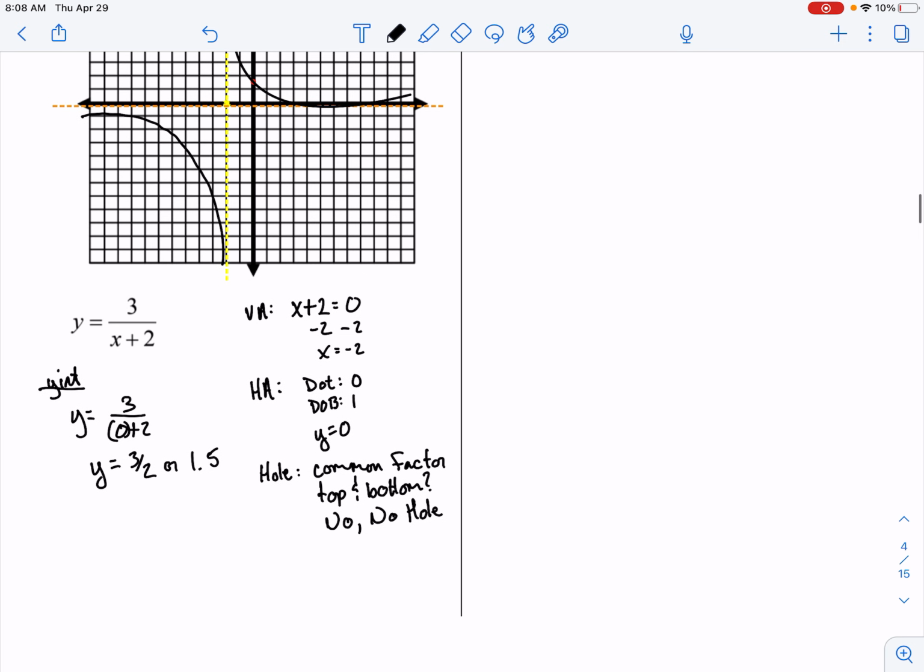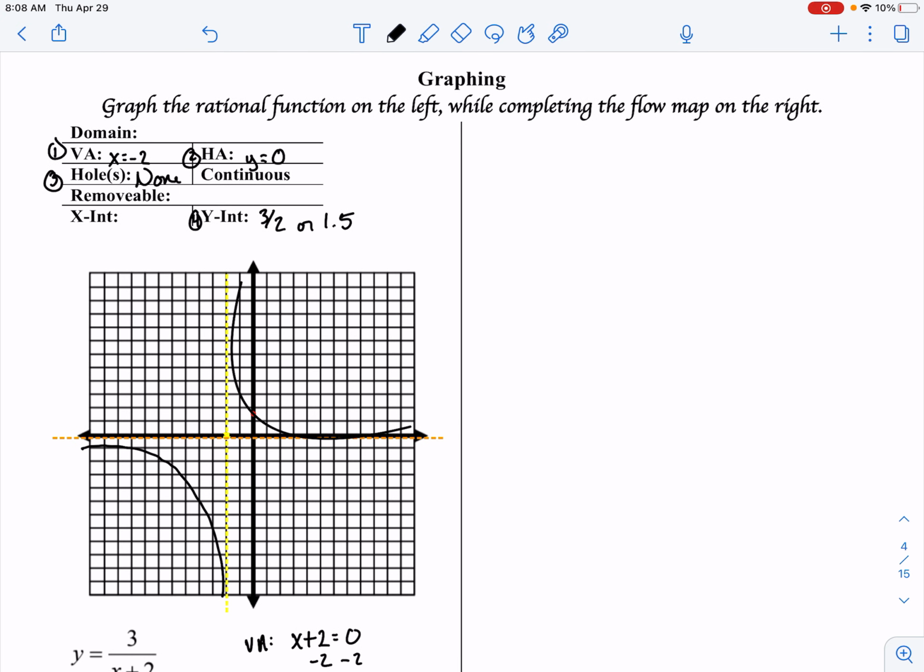Again, for the x-intercept, we set y equal to 0, so 0 equals 3 over x plus 2. We multiply those, cancel, and then 0 times x is 0x plus 0, anything times 0 is 0. 0 equals 3 is not true. So the x-intercept does not exist, or you could say none.